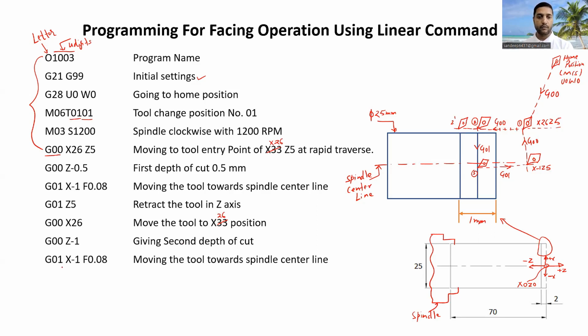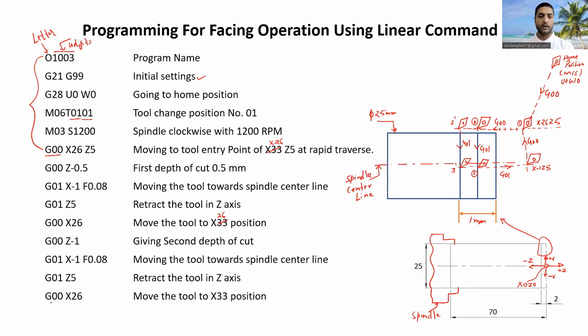After this, we are moving the tool again towards the spindle center line at location X-1 with feed 0.08 mm per revolution. We are moving the cutting tool from this location to this location, which is location 3 prime. Then we are retracting the tool in the Z axis to the Z5 location, and the tool is reaching here at this point.